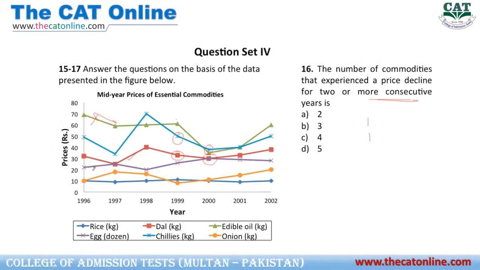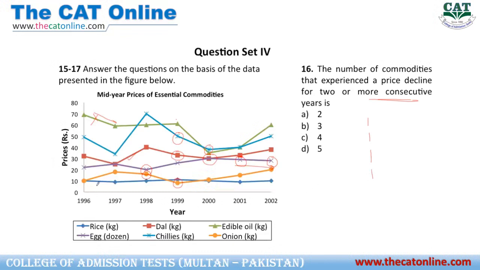Let's look at this purple graph for egg. It shows a decrease here, but then it picks up, again picks up, shows a decrease here, again shows a decrease here. So towards the last 2 years, the prices have been falling. So we have another commodity, so I write another one here. Let's look at this orange graph for onion. It shows a decline here in 1998, again a decline in 1999. So I add another one for this commodity onion.